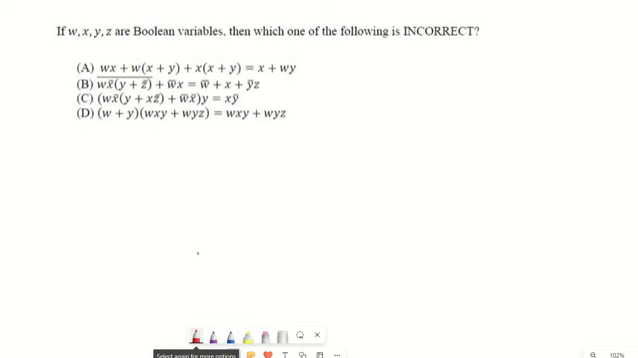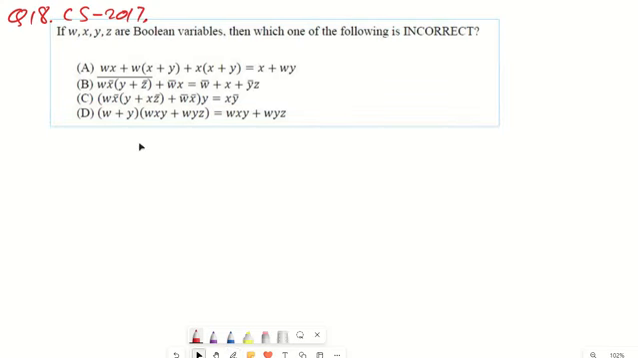Let us take another question. Question 18, computer science, it was asked in 2017. It has been told that the variables w, x, y, z. Which of the following is incorrect? Either a, b, c or d. So what is the process of solving this?